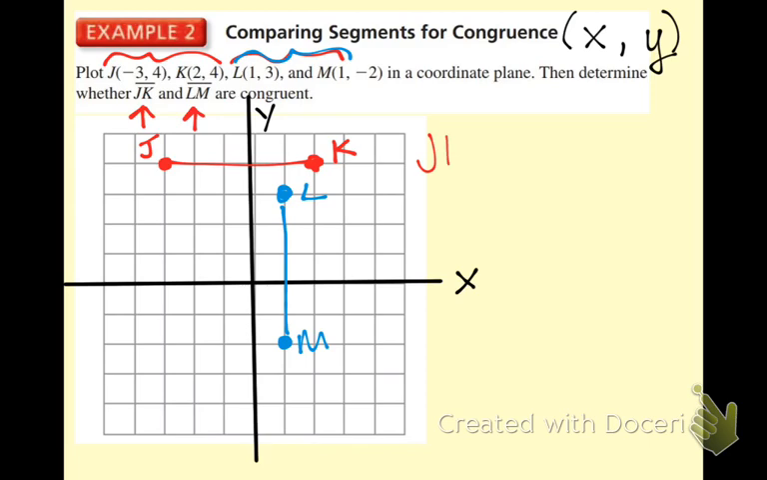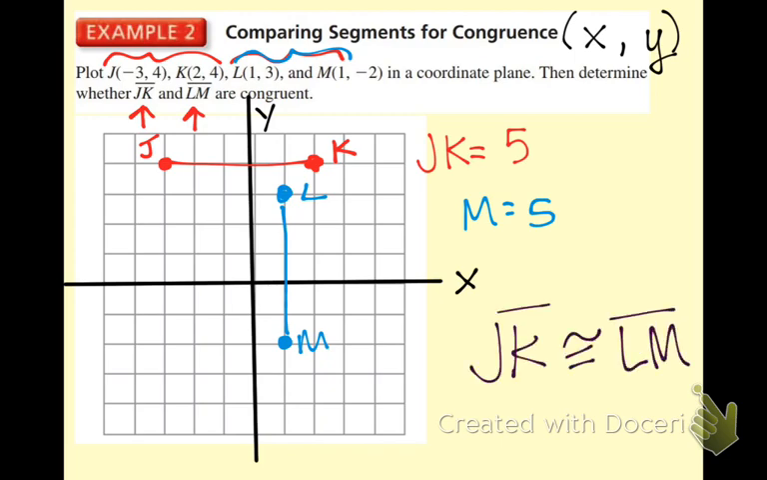All right, so from here we find the lengths. JK, how do you think we can find the length of JK? You count them. JK is 1, 2, 3, 4, 5 boxes, so its length is 5. And then the length of LM, we can count those boxes. It's 5 as well. So are they congruent? Yes. So we're not finished with the problem. Oh, I thought I heard a knock. So we will say JK is congruent to LM.